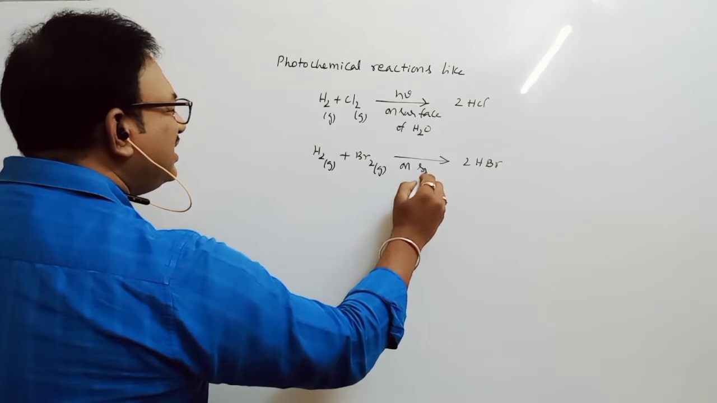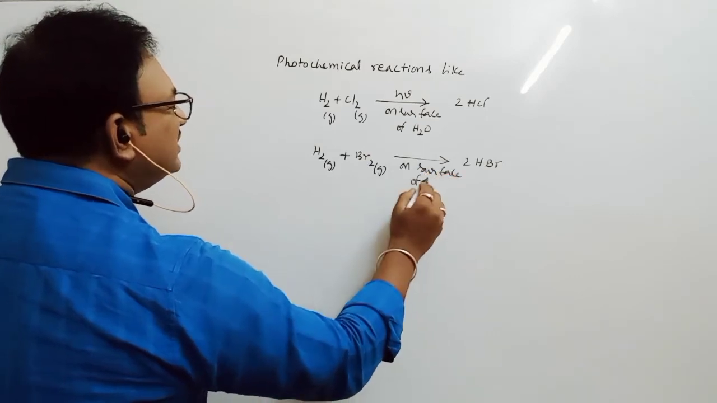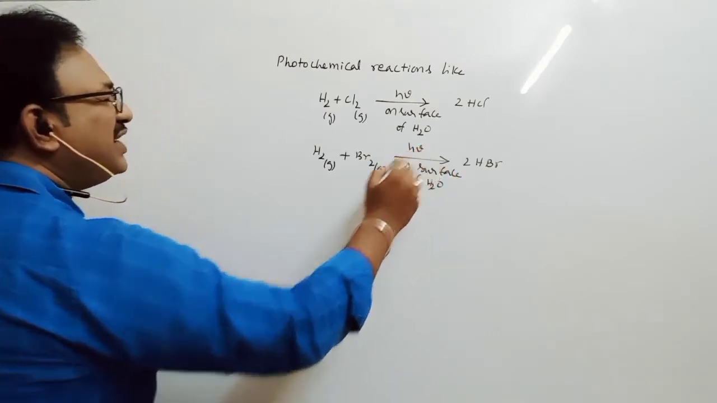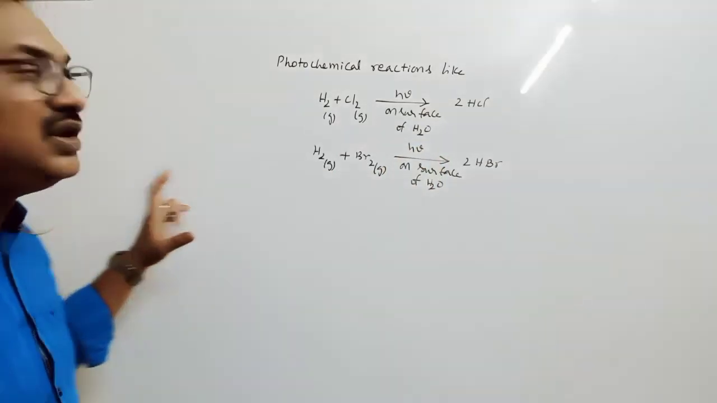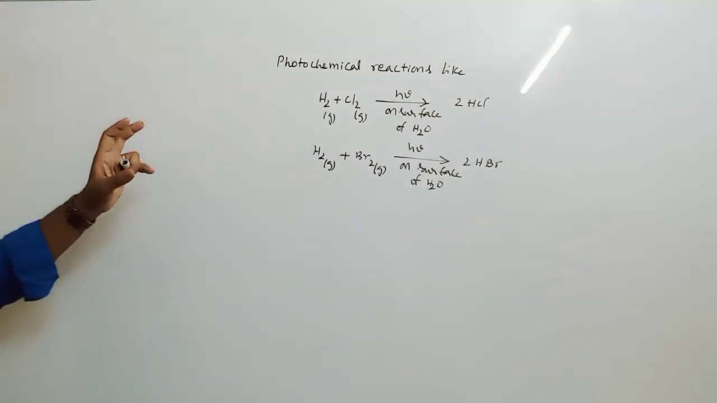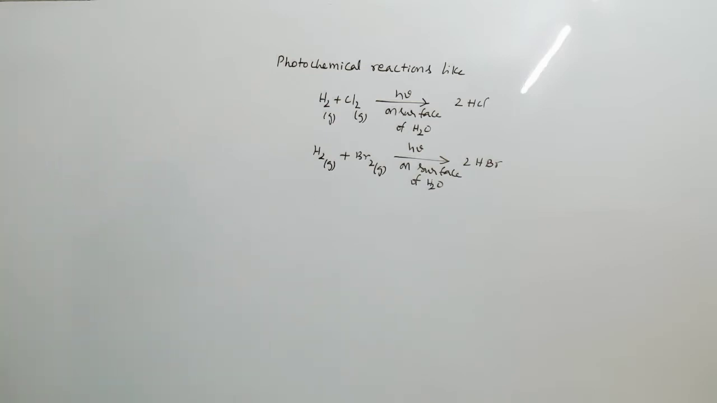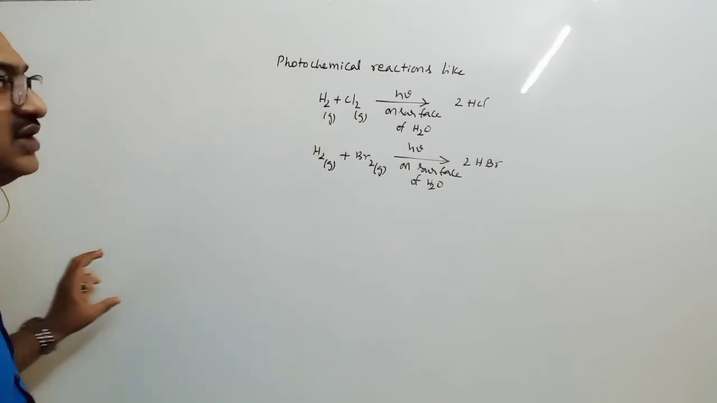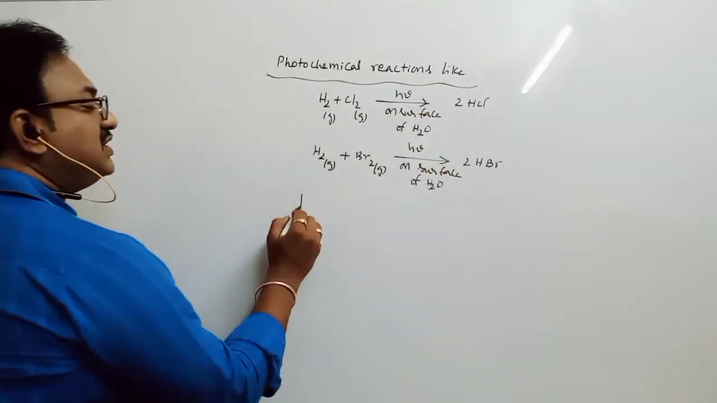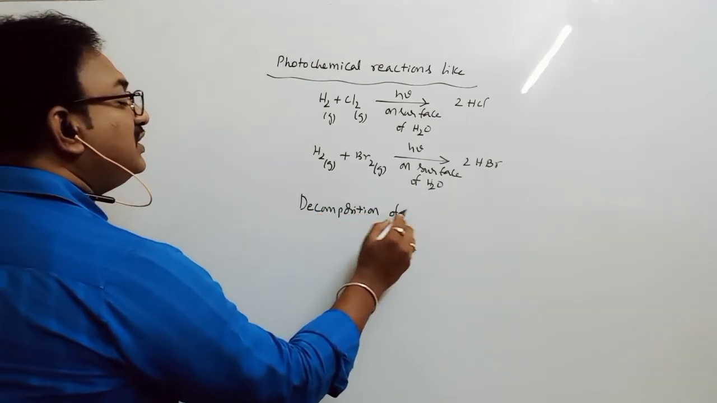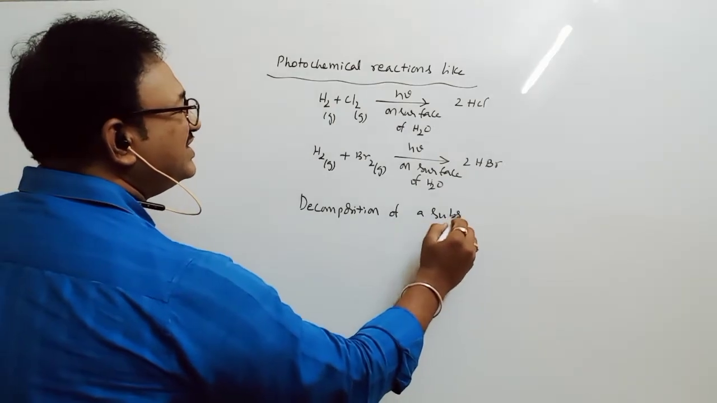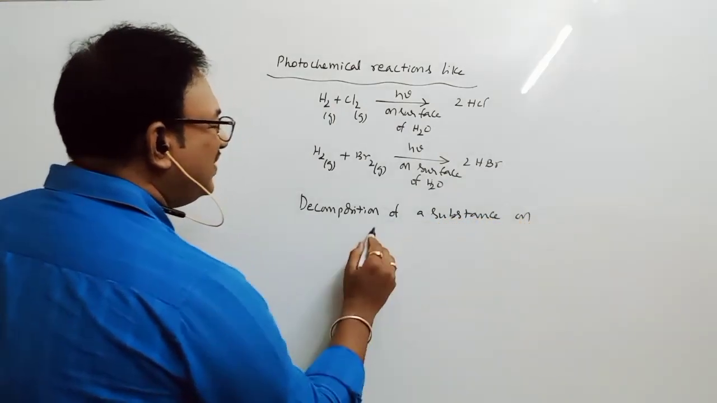Please remember, on surface of water means it is based on the adsorption process, right? So if the reaction happens on the surface of water, no doubt it will show zeroth order characteristics, right? So this is the best example. Formation of HCl and HBr on the surface of water will come under zeroth order reactions. Okay. Next, certain decomposition of a substance on surface of catalyst.